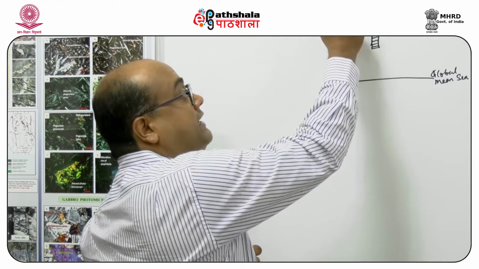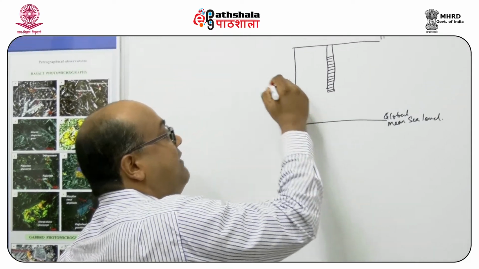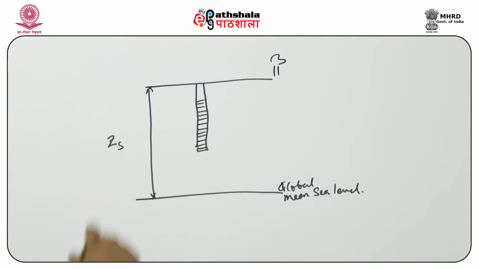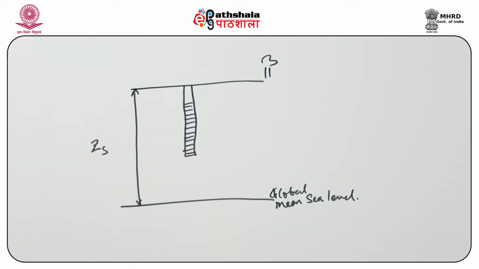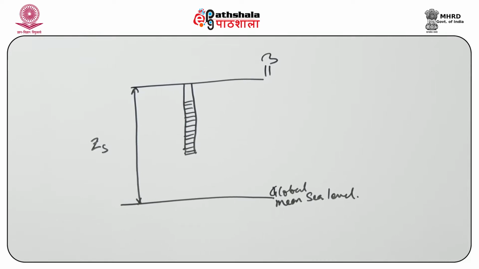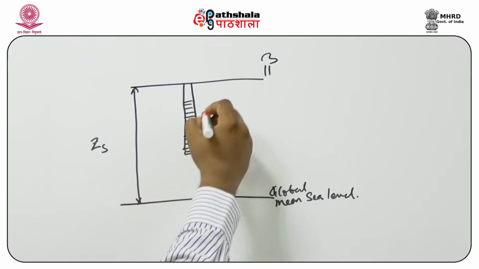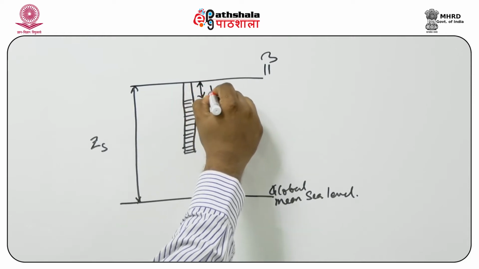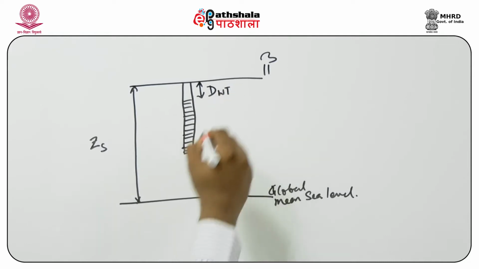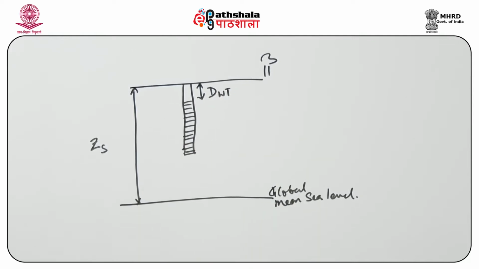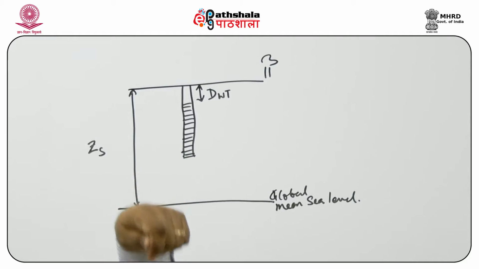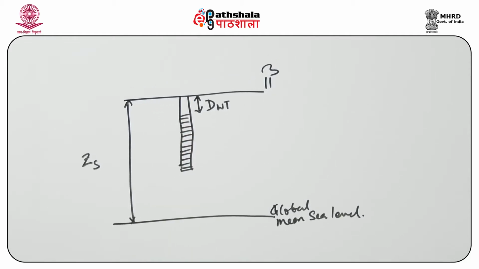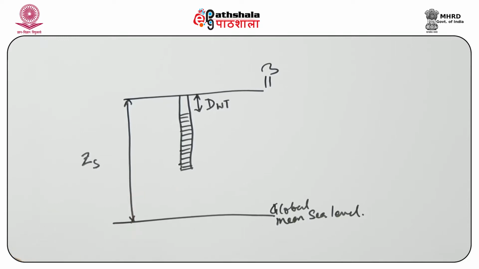What we know is the elevation of the surface. That means we know the elevation of the ground surface with respect to a particular datum. Then what people measure is what is known as depth to water table, which is DWT. That means from the surface, we can put a tape inside and see at what depth from the surface the water level in the well exists.